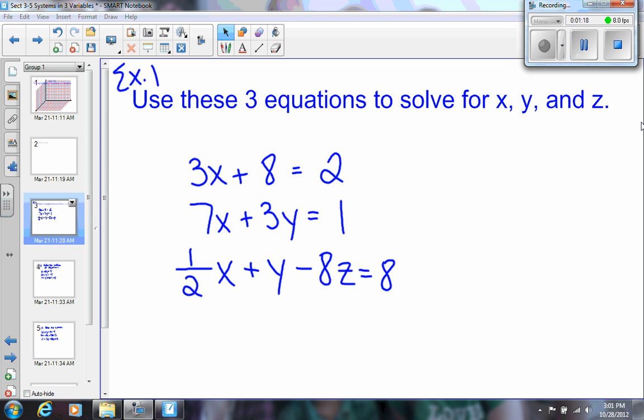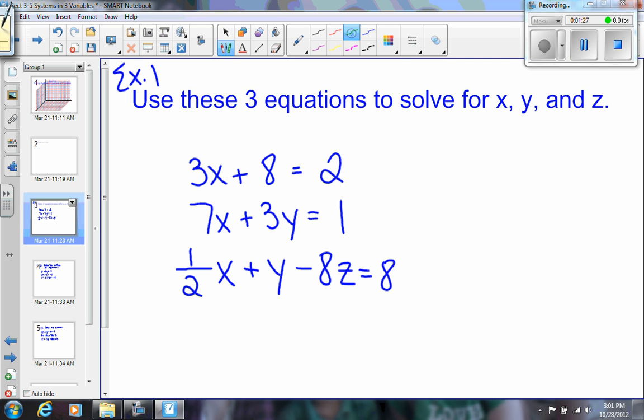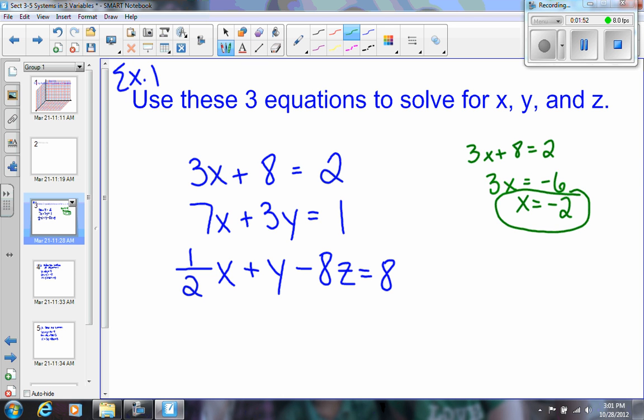Here's our first example, so you'll want to copy this down. Use these 3 equations to solve for x, y, and z. Now in some situations there will be an obvious place of where to start. For example, notice the first equation only has an x, so I'm going to start by solving that equation. So 3x plus 8 equals 2. I'm going to subtract 8, so I get 3x equals negative 6. So x equals negative 2. So actually, I now know my first point.